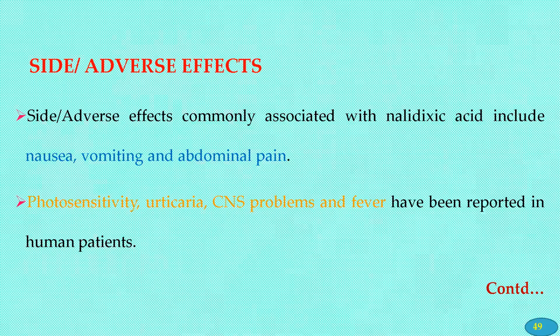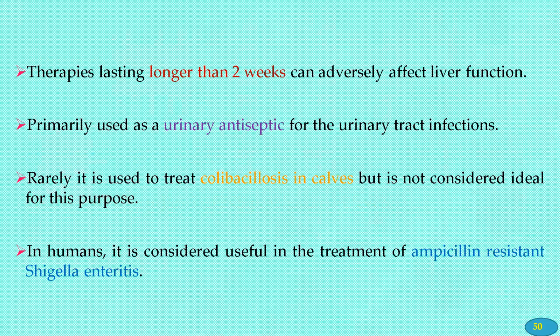And therapies lasting longer than 2 weeks can adversely affect liver function. This is primarily used as a urinary antiseptic. Of course, there is a separate chapter on urinary antiseptic drugs; it is especially effective against UTI, urinary tract infections. It is rarely used to treat colibacillosis in cows, whereas the modern drugs like enrofloxacin, etc., are effective, so this is not ideal for this purpose. In humans, it is considered useful in the treatment of ampicillin-resistant Shigella enteritis.